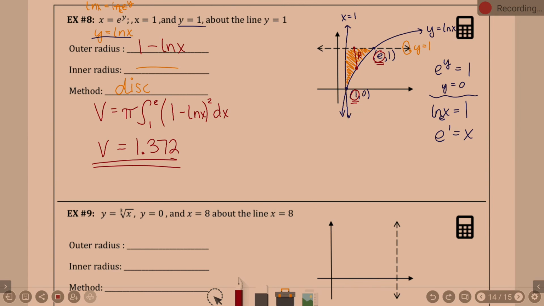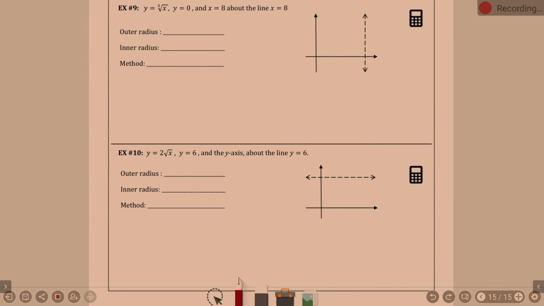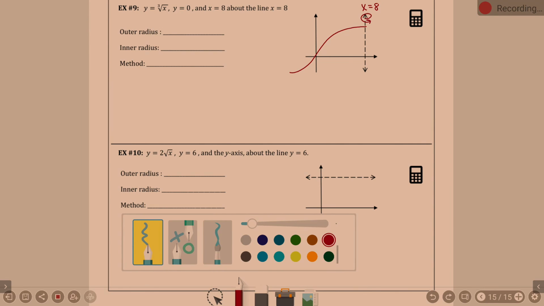Okay, as we go back to 9. Number 9: y equals cube root of x, y equals 0, x equals 8, and then we're revolving around x equals 8. Remember graphing y equals cube root of x earlier? Y equals 0 is the x-axis. X equals 8 is what I'm rotating about, and also the right piece.